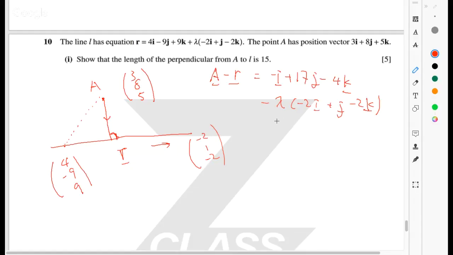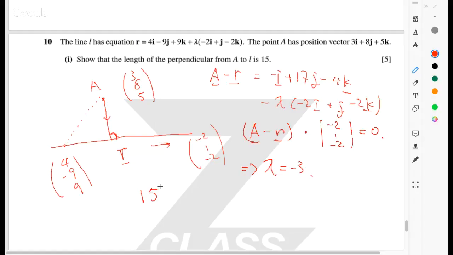And now we want to choose, it's very important, the parameter lambda, such that A minus R dotted with the direction (-2, 1, -2) will be 0. And we then find that we can solve this equation to get lambda equals minus 3. And we plug this back into the expression and find that the line segment is equal to length 15.